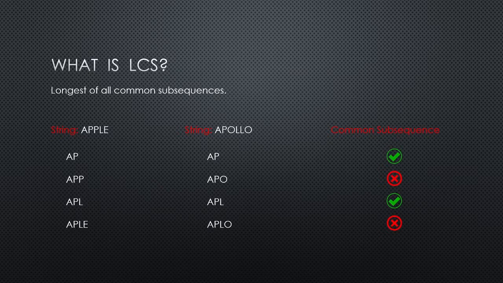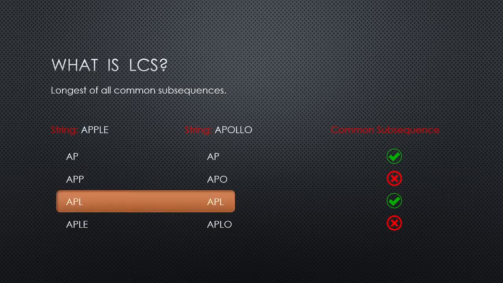Now what is LCS? By definition it is longest common subsequence, so it means that once you have all the common subsequences, you have to take the longest one of them, and that is your LCS. In this case, APL is the one for the strings Apple and Apollo.